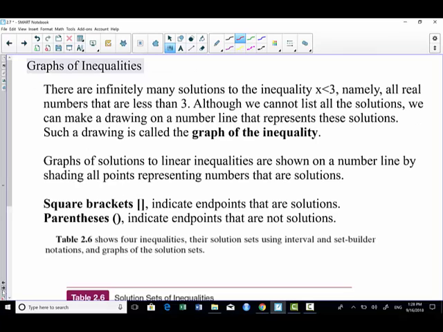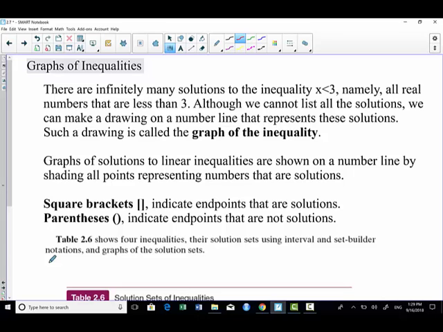There are infinitely many solutions to the inequality x less than 3, namely all real numbers that are less than 3. Although we cannot list all the solutions, we can make a drawing on the real number line that represents these solutions. Such a drawing is called the graph of the inequality. Graphs of solutions to linear inequalities are shown on a real number line by shading all points representing numbers that are solutions. Square brackets indicate endpoints that are solutions, parentheses indicate endpoints that are not solutions.